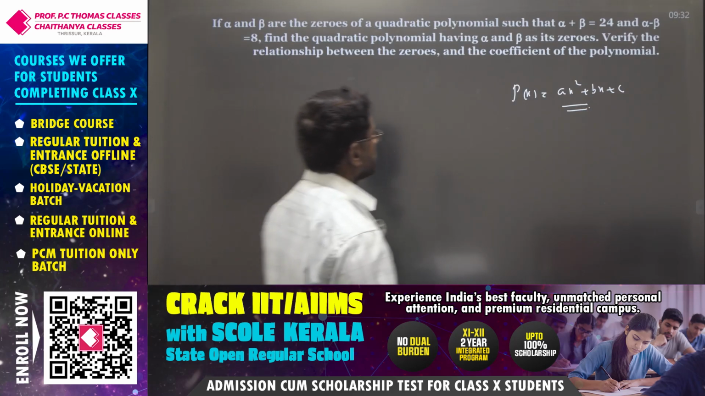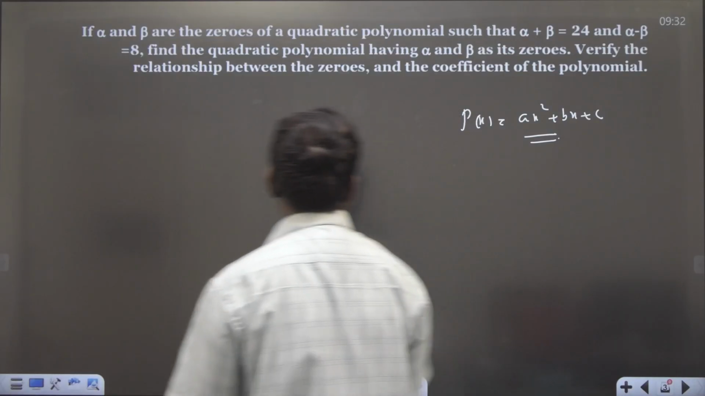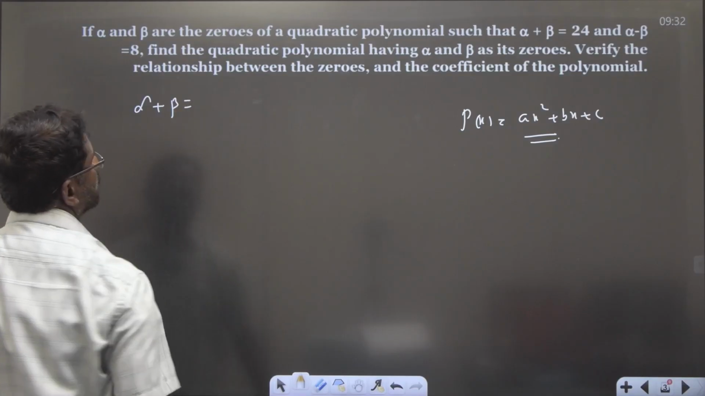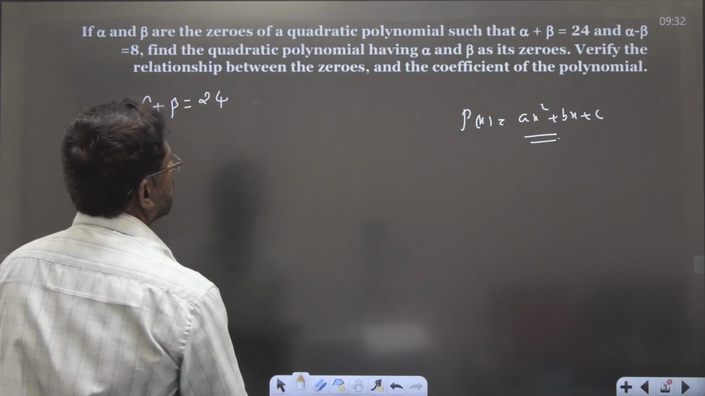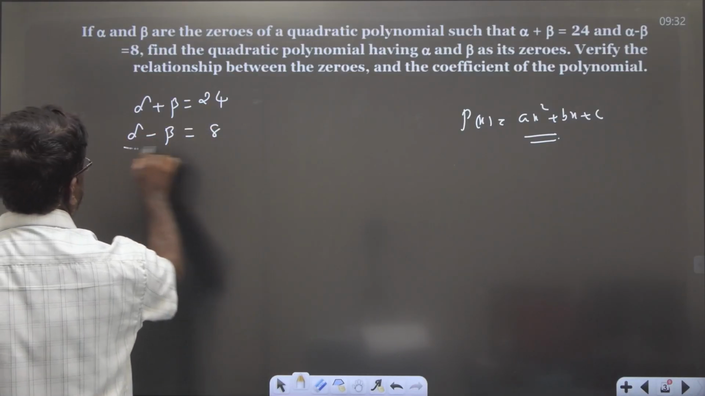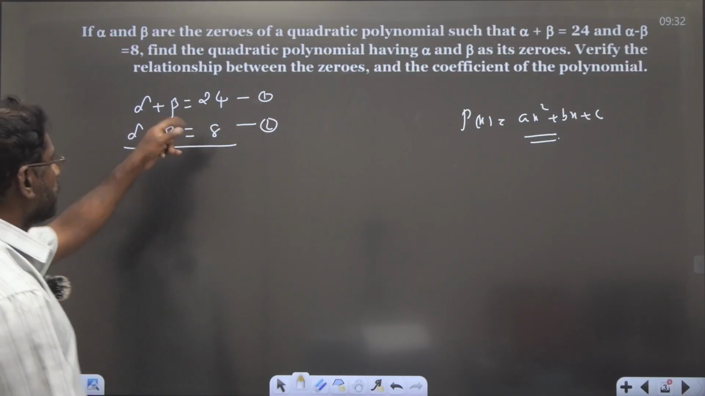Alpha, beta are the zeros. Here alpha, beta are the roots, the zeros. Given that alpha plus beta is equal to 24, and alpha minus beta is 8. Take it as equation 1 and equation 2. We have to find out alpha, beta from these equations.